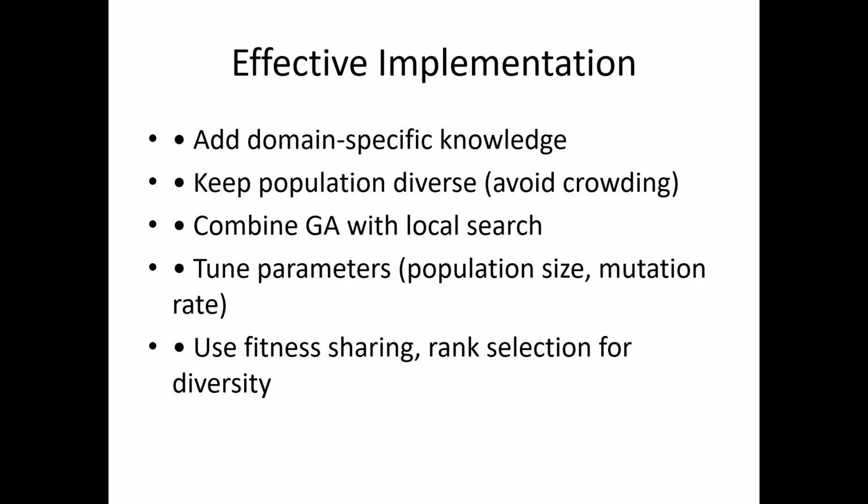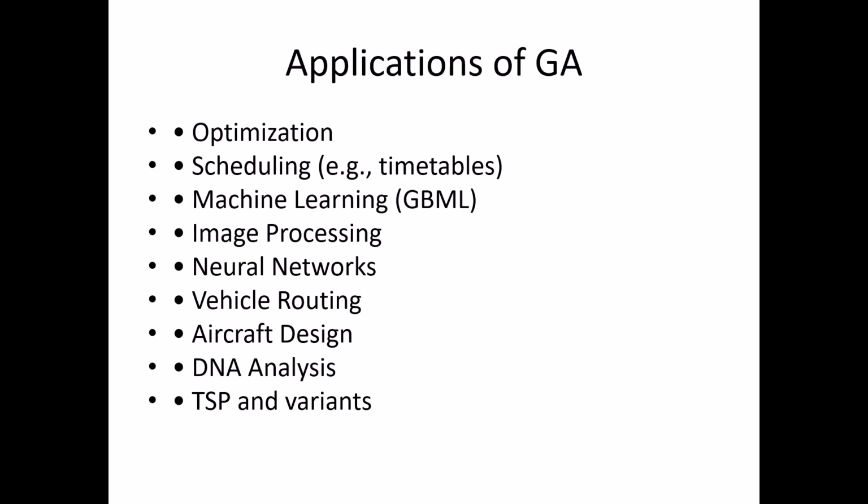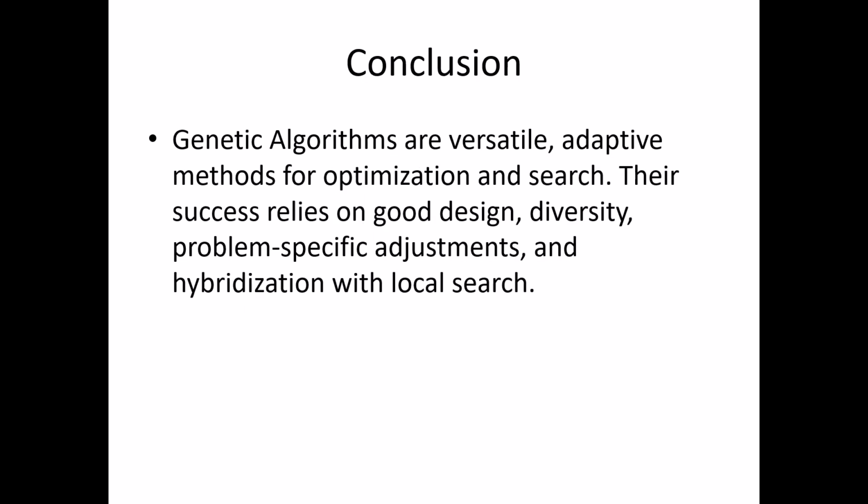For effective implementation: add domain-specific knowledge, keep the population diverse, combine GA and local search, tune parameters, use fitness sharing, and rank selection for diversity. And finally, applications of GA. For the genetic algorithm, we have a lot of applications. One is optimization, which is the main application, and another is scheduling and machine learning algorithms, image processing, neural networks, vehicle routing, aircraft design, DNA analysis, and TSP and variants. What is that? TSP is nothing but traveling salesperson, right?